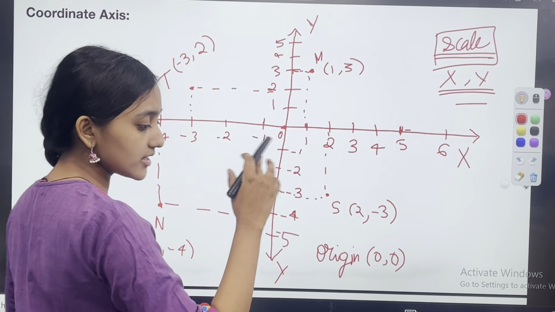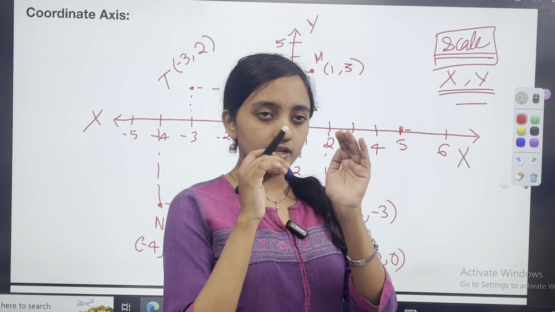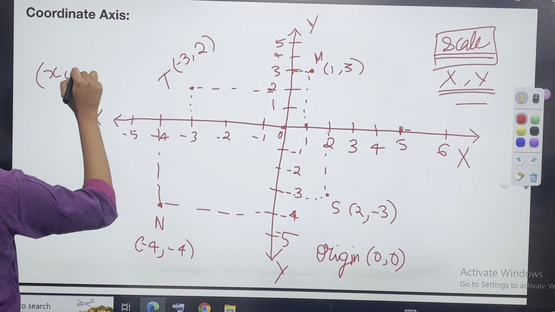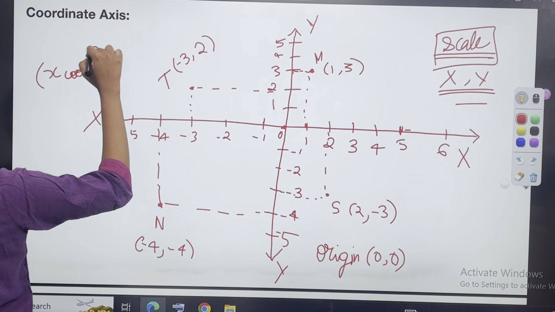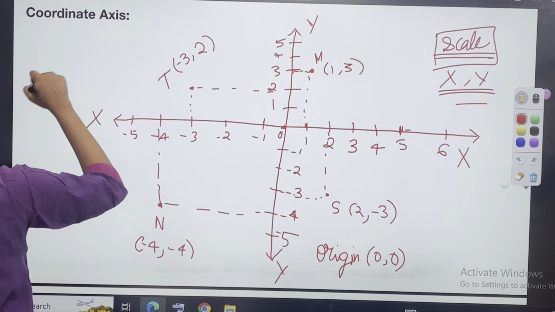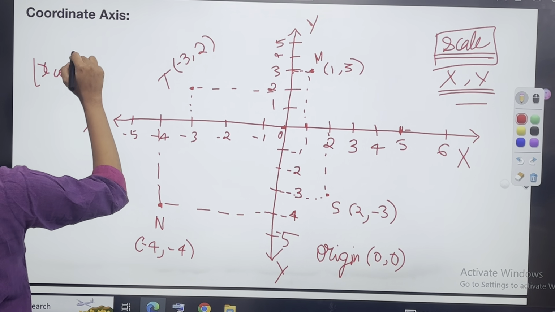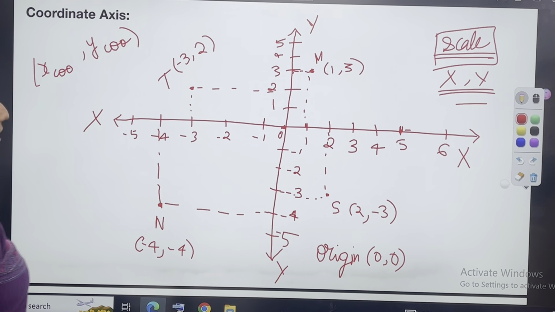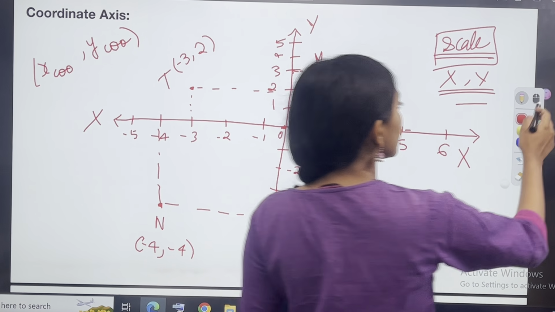Okay, now I do not think I need to explain this to you, that you will always signify this with brackets, right? It is always in the format x coordinate comma y coordinate. Okay, now let us go to the next question.